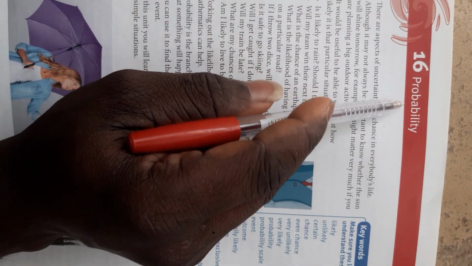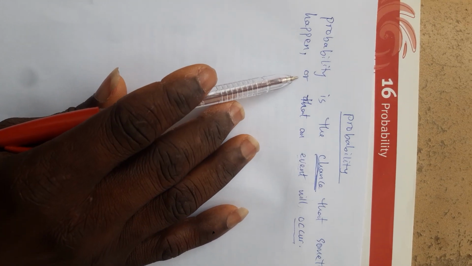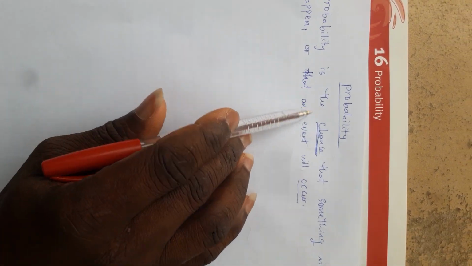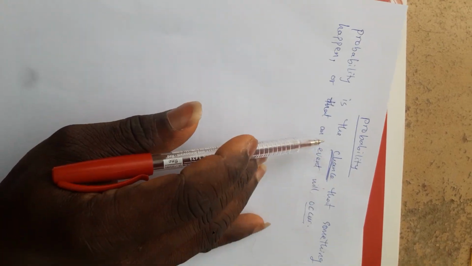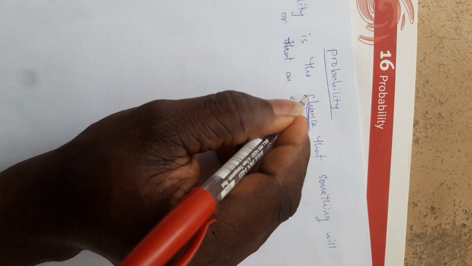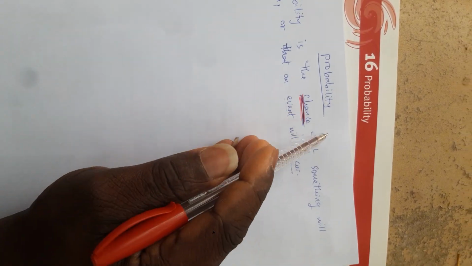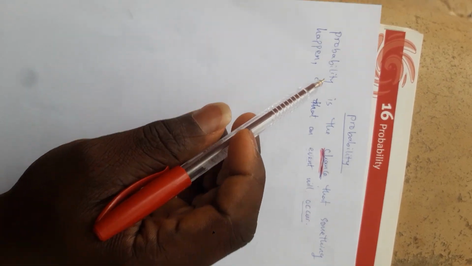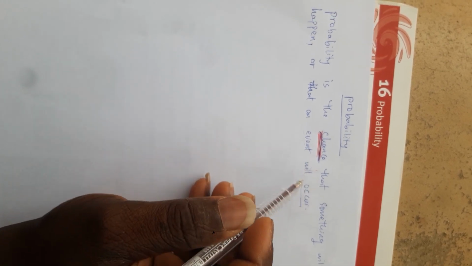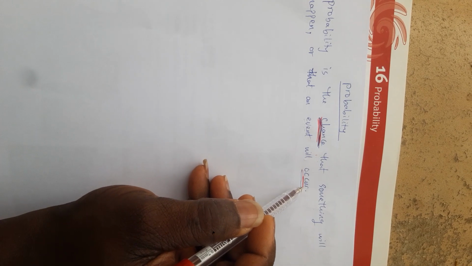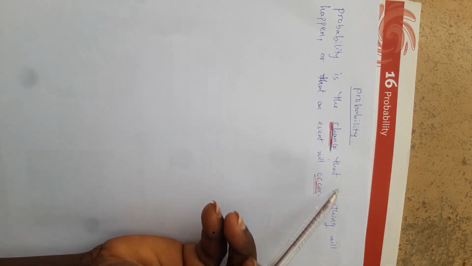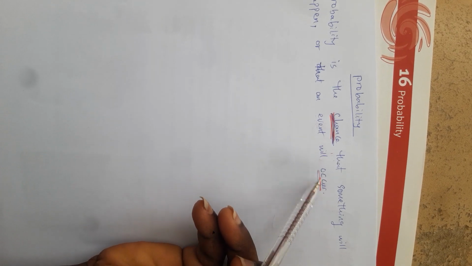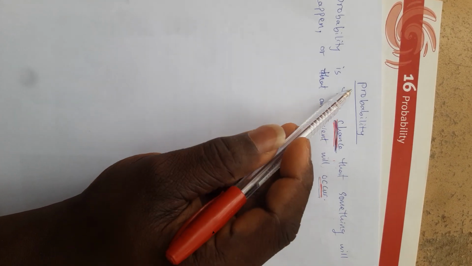So very quickly, what is the meaning of probability? Now I wrote here, I said probability is the chance that something will happen. Can you see I underline here, chance? The chance that something will happen or that an event will occur. Okay, it's called probability. That's the meaning of probability.